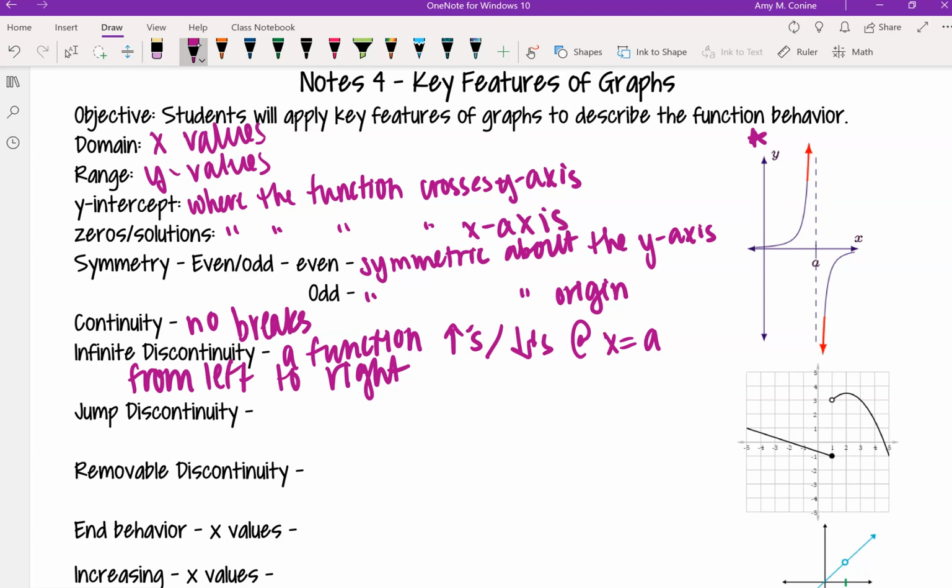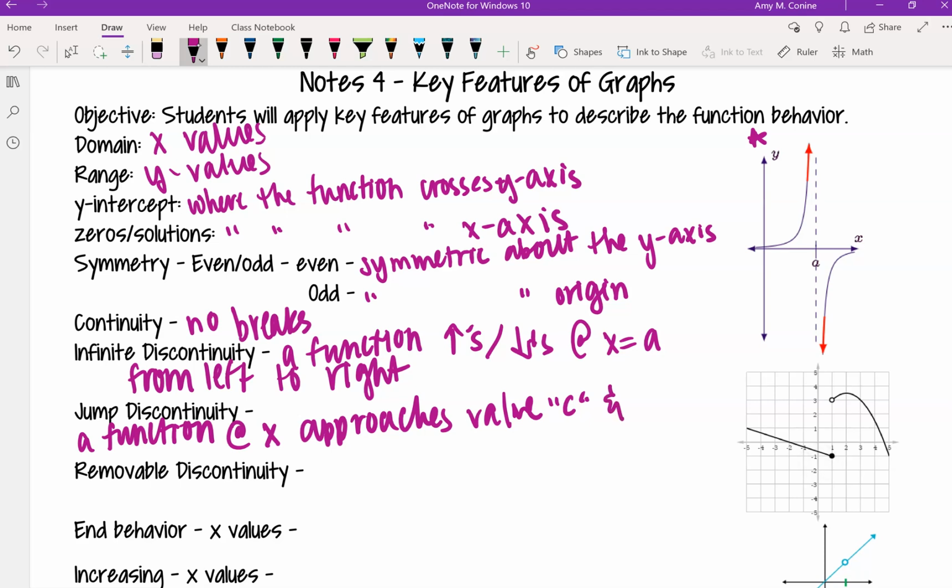Jump discontinuity, where a function at x approaches a value, let's say c, a value c, and has two values. So that's this picture that I'm writing on, okay? Jump discontinuity, you see a lot with piecewise functions.